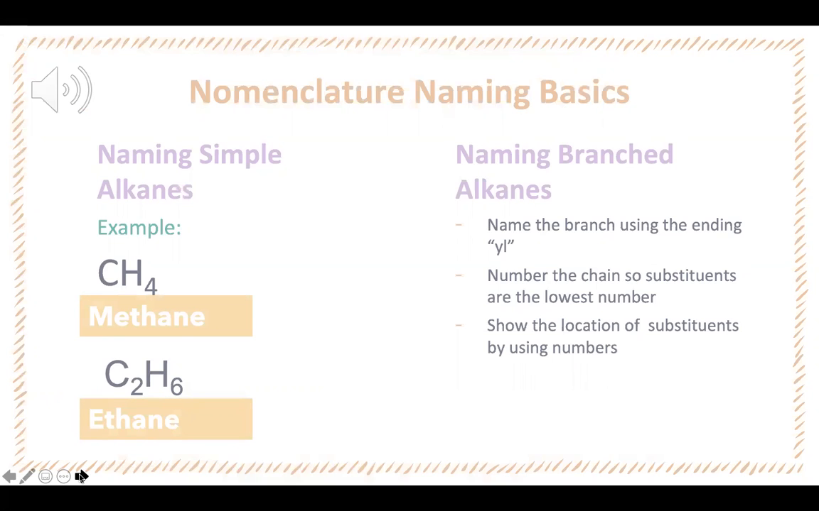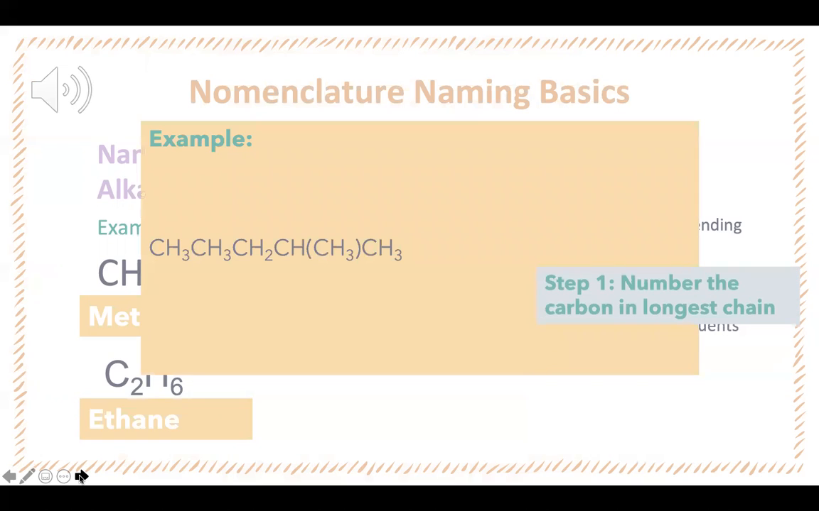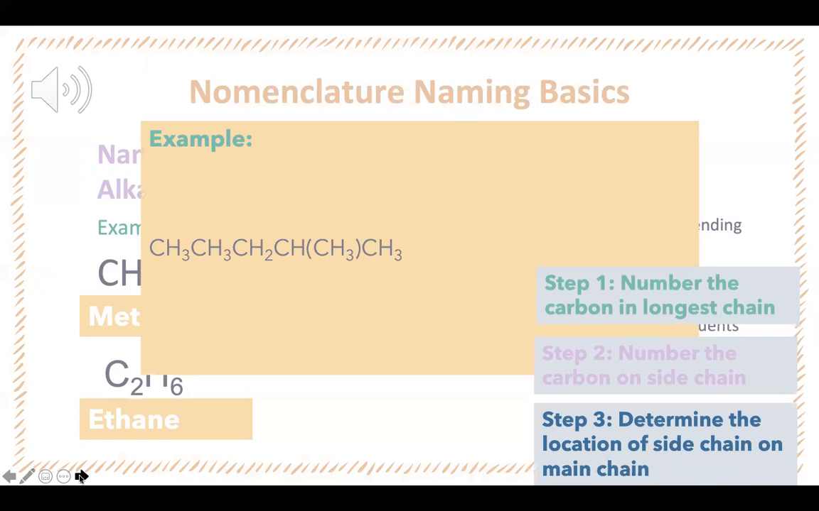Now, when we name branched alkanes, we use the same stems, but the ending of the branched molecule is yl. We must number the chain so the substituent, the branched molecule, has the lowest possible number, and then show the location of this substituent with numbers in the name. Let's try this example. We number the carbons in the longest chain and get 5, so the stem is pent. Now we number the carbon on the side chain and determine it is located off of carbon 2. So the name for this molecule is 2-methylpentane.